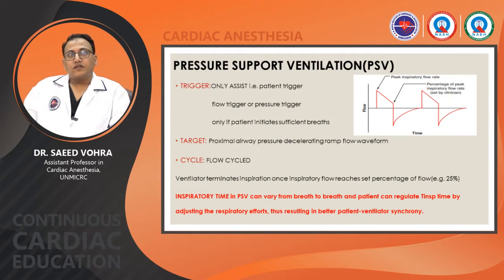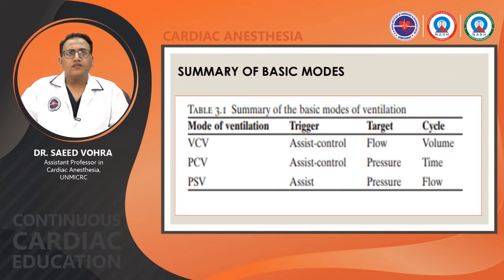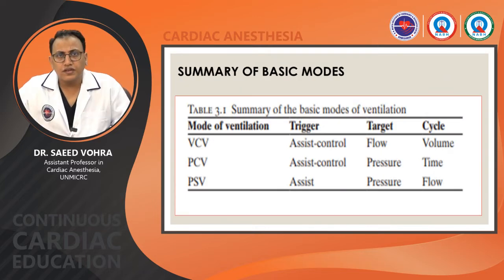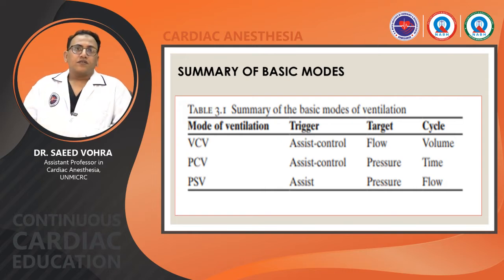The ventilator terminates the inspiration once the inspiratory flow reaches the set percentage of the peak flow, that is 25% if you set it. Inspiratory time in pressure support ventilation can vary from breath to breath, and the patient can regulate the inspiratory time by adjusting the respiratory efforts, thus resulting in better patient ventilator synchrony. This is a basic summary of the modes of ventilation.